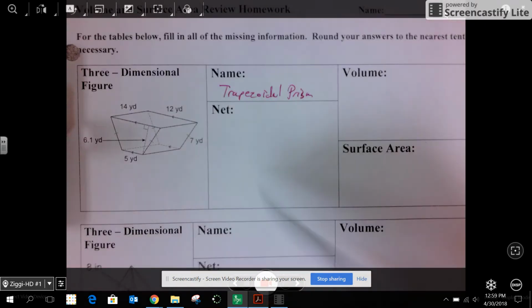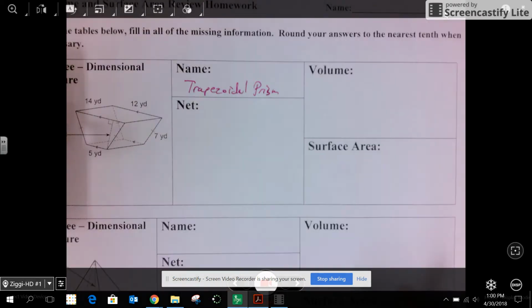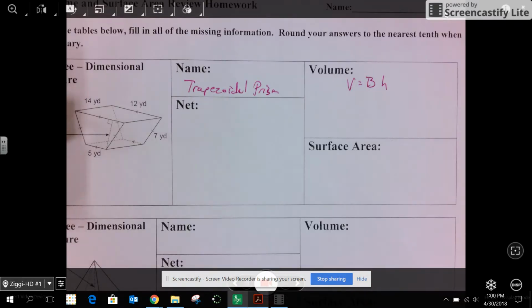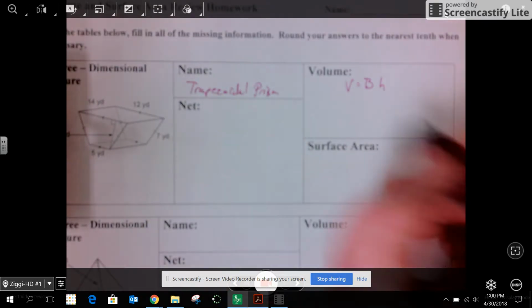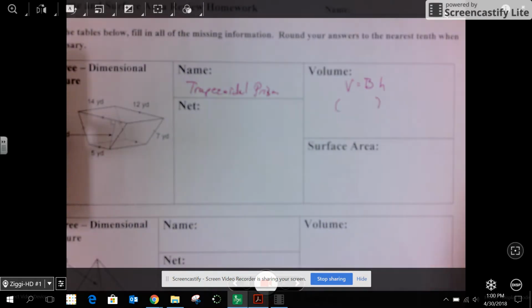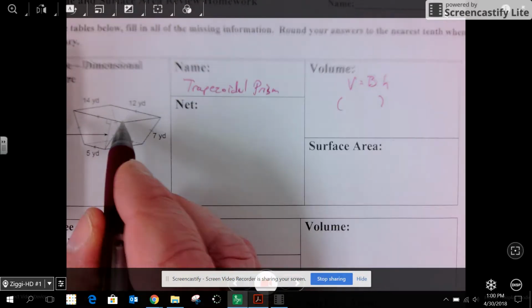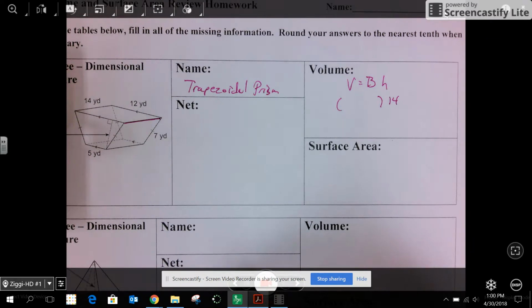So it says to draw the net. I am not going to draw the net for you right now, just to get this video in on time. So the volume is the capital B, area of the base, times the height. The base is a trapezoid. I'm just taking my time here, making sure my formulas are lined up. And the height is if we were to set this thing on its base. So this is the height. The height is 14. There's kind of two heights in this problem.